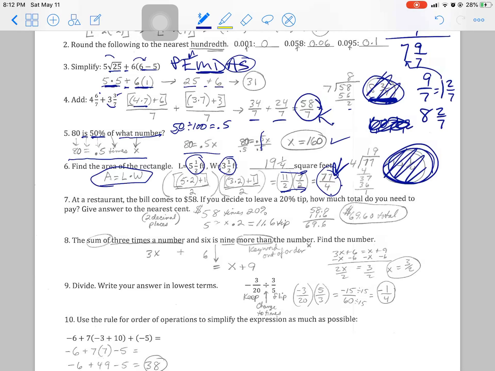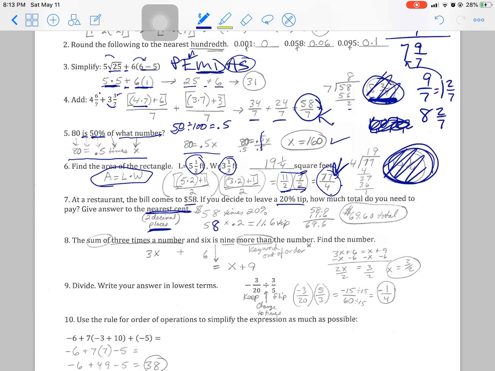Okay. Number 7, at the restaurant, the bill came to $58. If you decide to leave a 20% tip, how much do you need to pay? Round your answer to the nearest cent. If it asks for the nearest cent, that's code for give me 2 decimal places, right? $1.50 is 50. Put the 0 in there, is rounded to the nearest cent. All right, so what is 20%? Well, what's 20% as a decimal is 0.2, right? 20 divided by 100, 0.2.